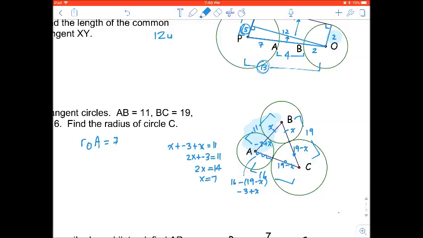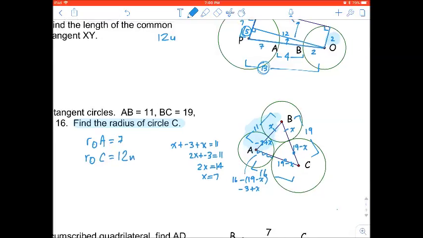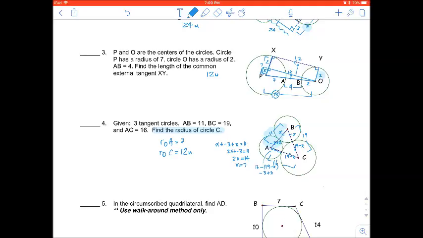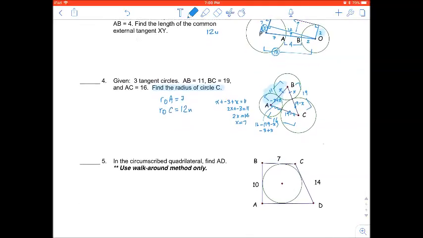Had I taken a minute to actually read the problem and see that we wanted the radius of circle C, I would have let the radius of circle C be x, so that when I solved for x, I had my answer. That being said, I can go ahead and take 19 minus 7 and get 12 units for the radius of circle C.